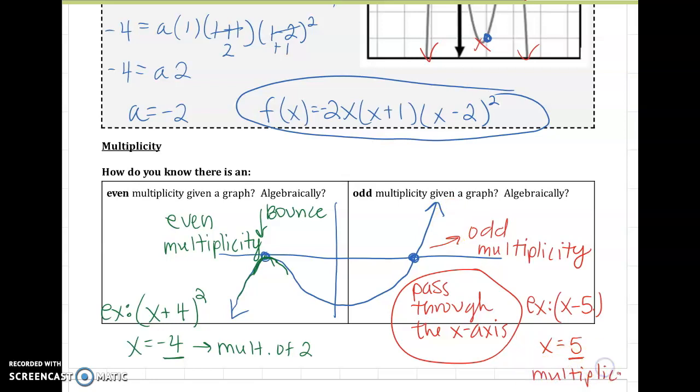Now this could happen on odd multiplicities if I had something like (x minus 5) cubed or to the fifth, any odd number. Same for any even multiplicity. It could be 2, 4, 6. You would see a bounce on your graph.